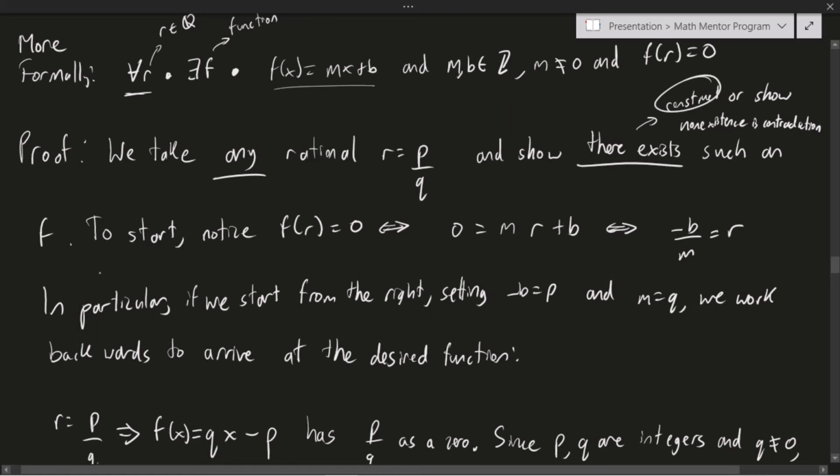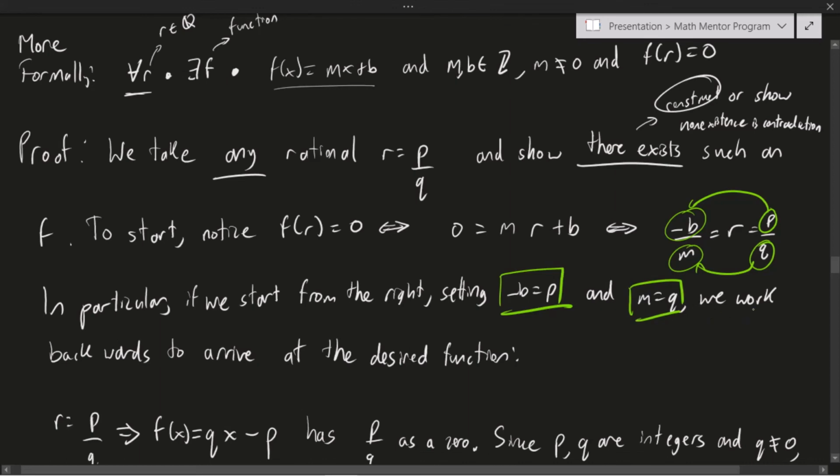So let's start by noticing that f of r, when f is of the form mx plus b, whenever it is equal to 0, well, that means that 0 equals mr plus b. And I got that just by plugging in r into my statement for f of x. If I rearrange for r, well, I get minus b over m. And this actually gives us a hint as to how to proceed. Because remember, our rational number r was p over q. So if I just assign p to be equal to minus b, and m to be equal to q, then we can start from the right-hand side and sort of work backwards. So we'll set p equal to minus b and m equal to q.